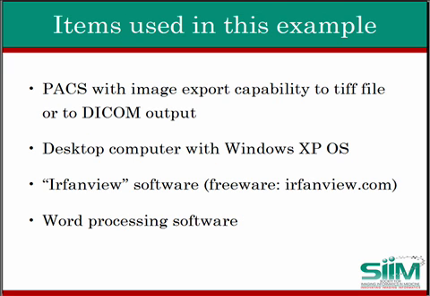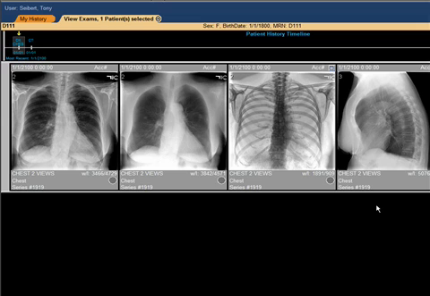Creation of the final figure content for a journal will be demonstrated with a generic PACS with image export to a TIFF file. A desktop computer using Windows XP operating system, image manipulation freeware, IrfanView, and word processing software are used for the creation and verification of the final output figures. Here is the chest X-ray example.